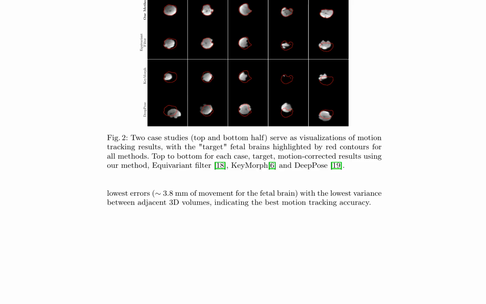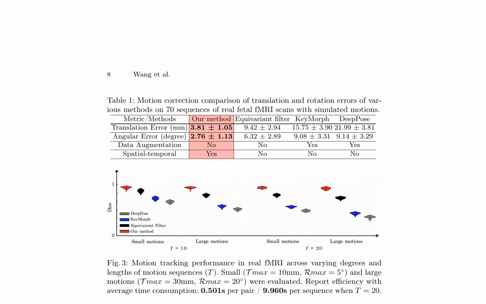The SpaER method achieves the lowest errors in motion tracking, with an average movement error of approximately 3.8 mm for the fetal brain, and exhibits the lowest variance between adjacent 3D volumes. This is demonstrated through case studies and quantitative comparisons in tables and figures.